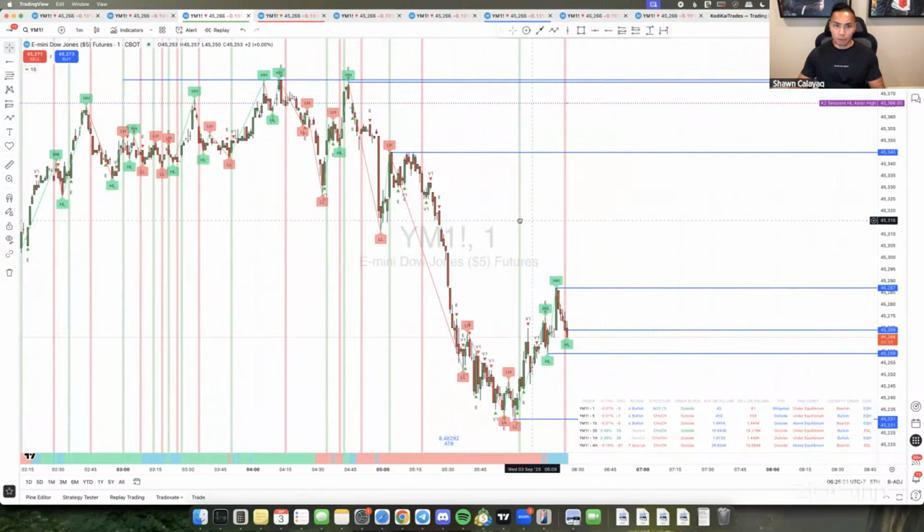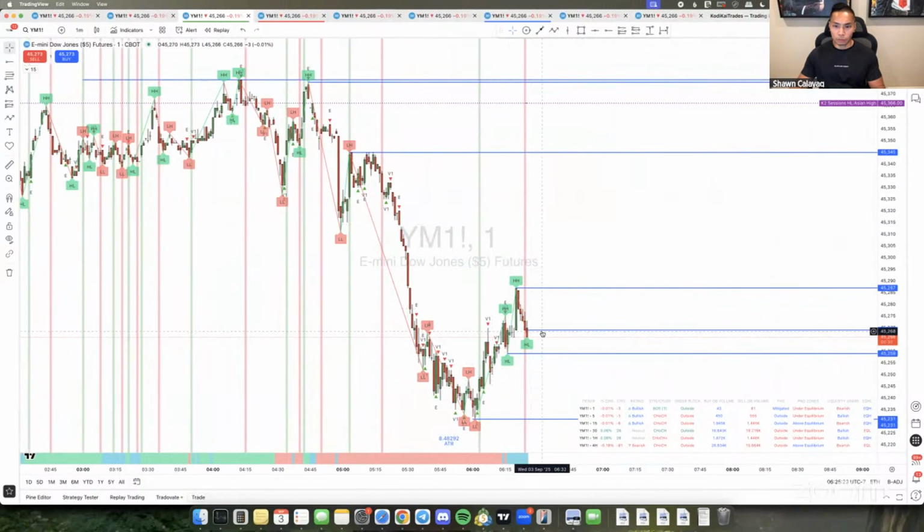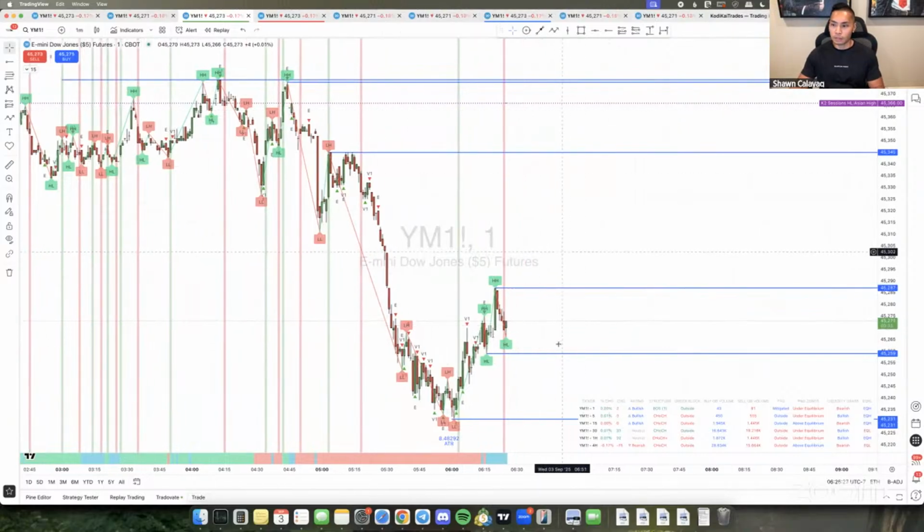I've marked up liquidity over here. Closest level of liquidity above is at 45,287. Closest level of liquidity below is at 45,259.